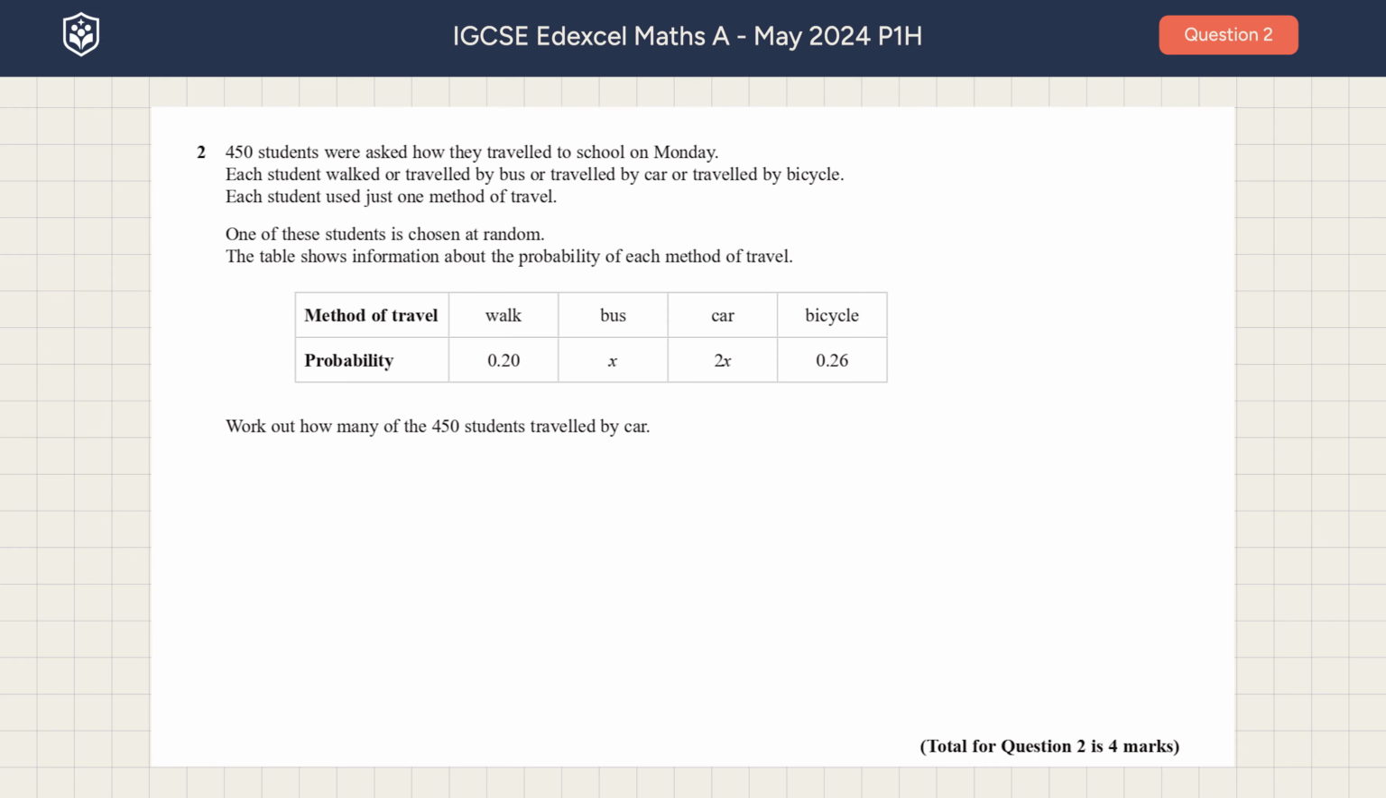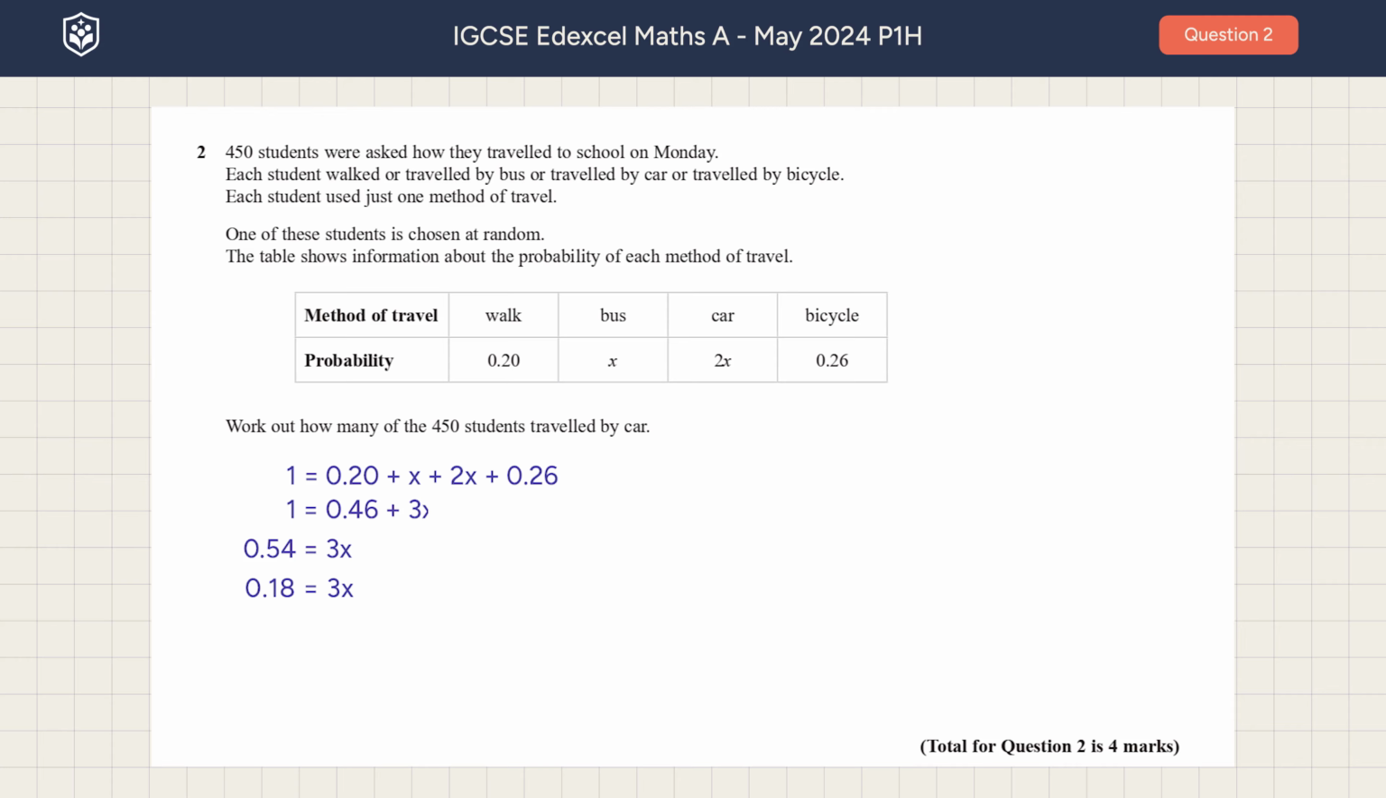Remember, the total probability of all the events is equal to 1. Hence, we can write the equation 1 equals 0.2 plus 2x plus 0.26. This equals 0.46 plus 3x. We can make x the subject by subtracting 0.46 from both sides, which gives 0.54. Then divide both sides by 3, which equals 0.18.